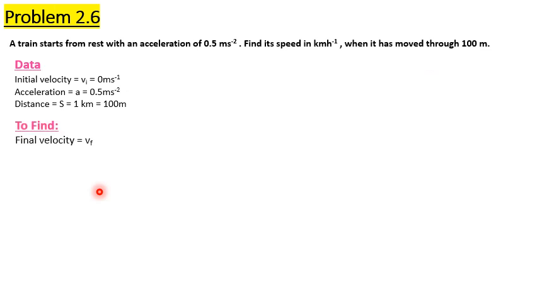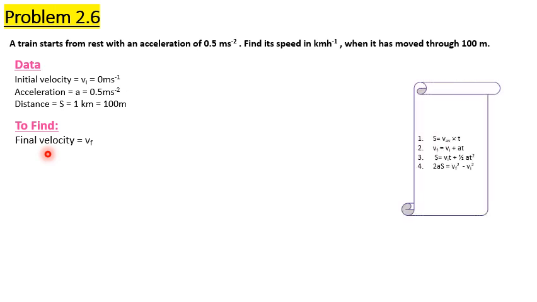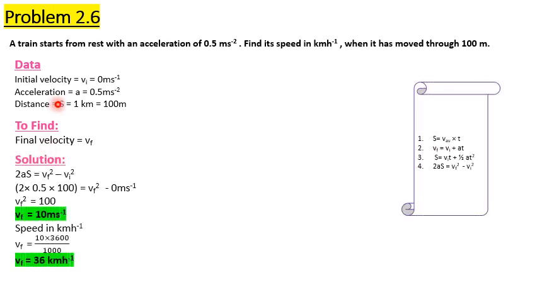So we have to find out final velocity. This is the formula list and according to the given data we will use formula 4. By putting the values in it we will get Vf is equal to 10 meter per second. Now we have to convert it into kilometer per hour. So to convert it into kilometer per hour we will multiply this 10 meter per second with 3600 and divide it by 1000. So we will get the velocity 36 kilometer per hour.